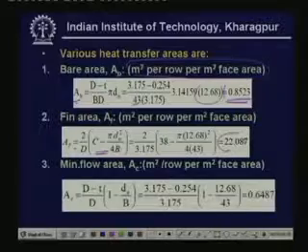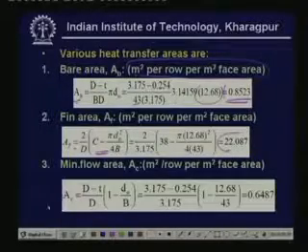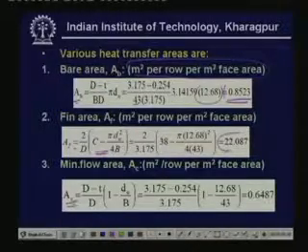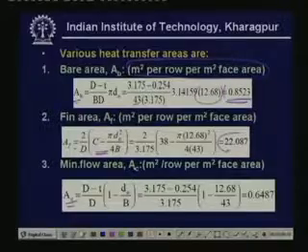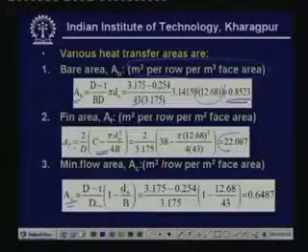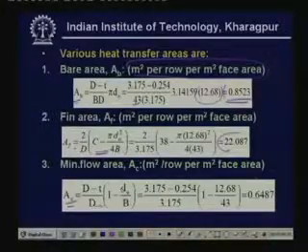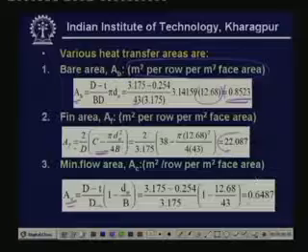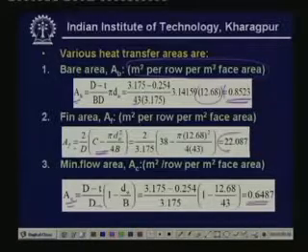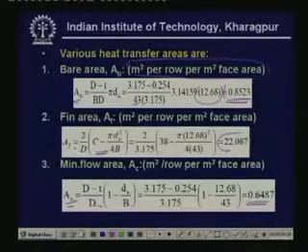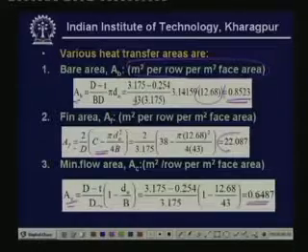Now, let us find out the minimum flow area. The minimum flow area is, as I said, nothing but the area between the two tubes, where the velocity becomes maximum and the flow area becomes minimum. That is defined as (D minus T) by D into (1 minus d naught by B), and again everything is known. If you substitute that, you find that the minimum flow area is 0.6487 meter square per row per meter square face area.